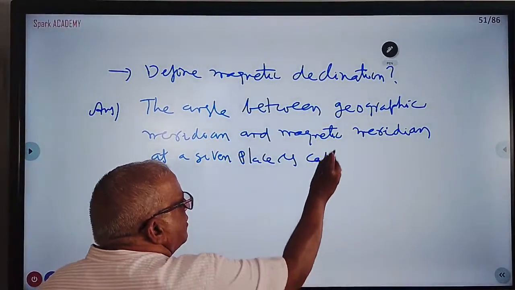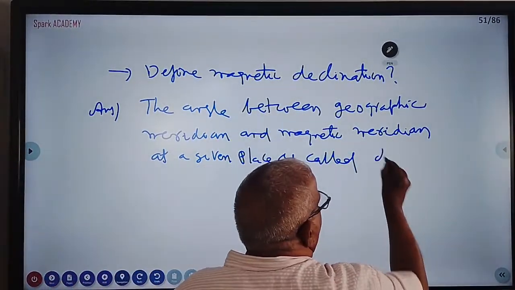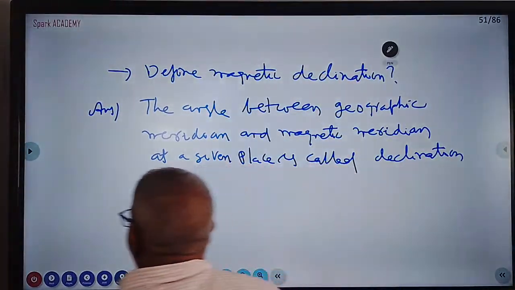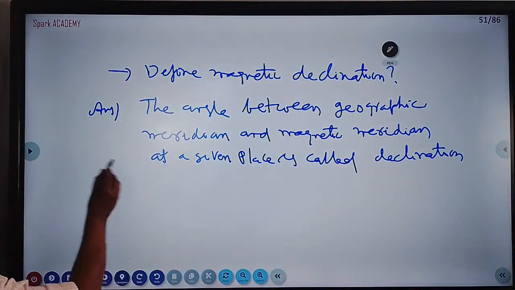This is called declination, or magnetic declination. Declination varies from place to place. So what is the geographic meridian?